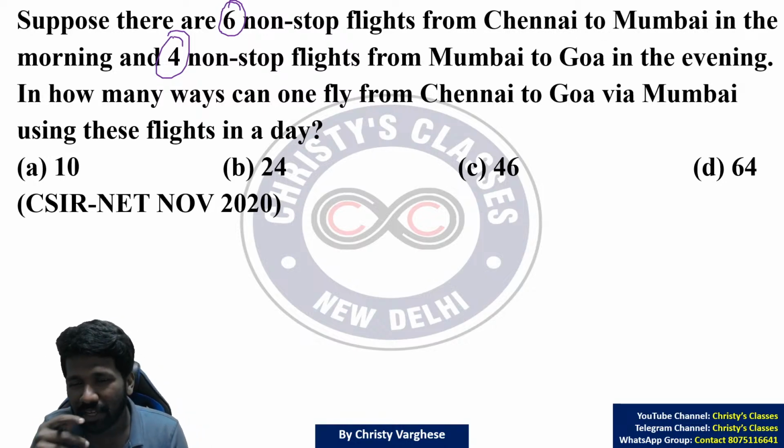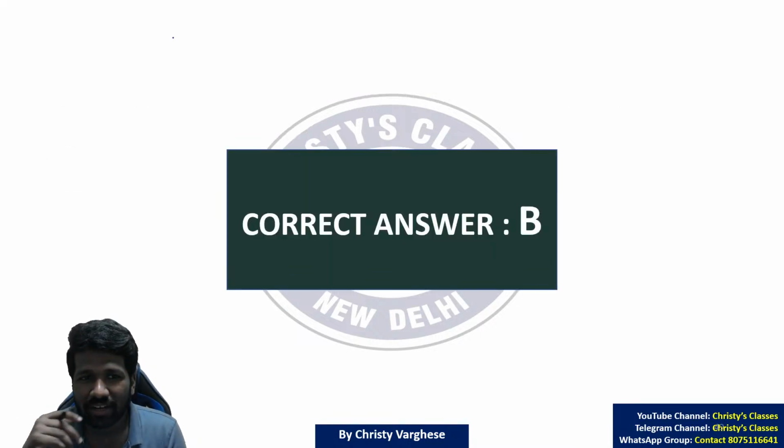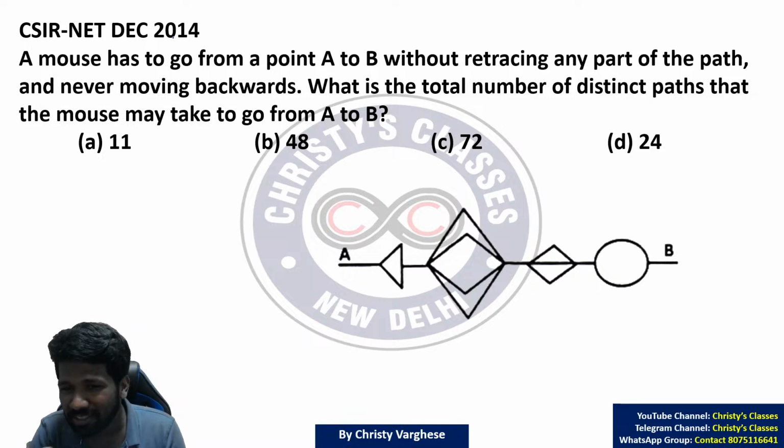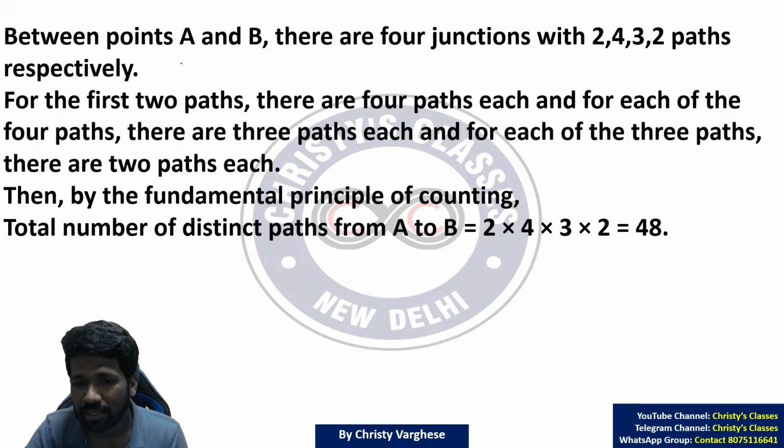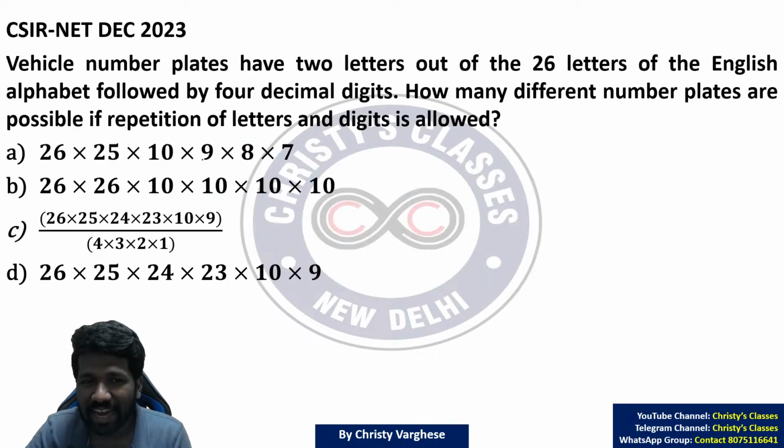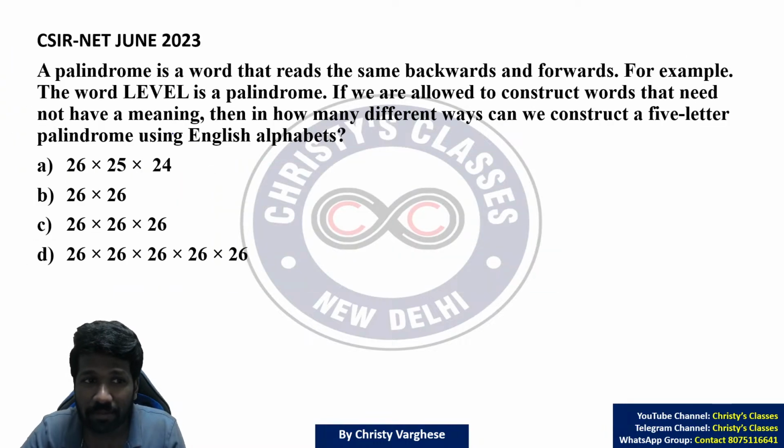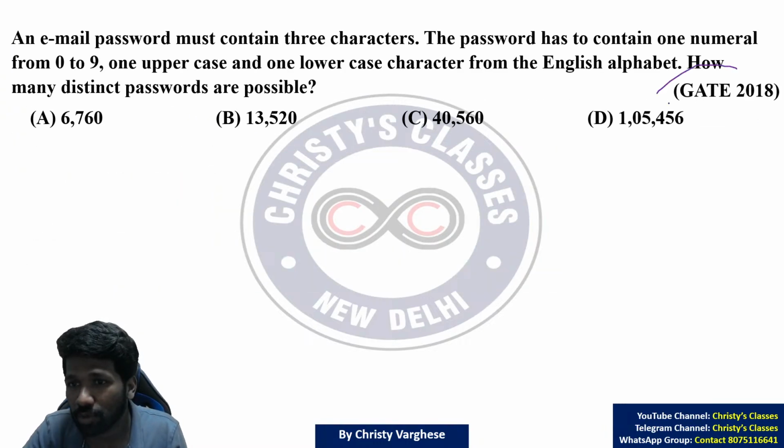That route question we discussed now: Chennai to Mumbai, Mumbai to Goa. There it was A, B, C or P, Q, R. And the other question, S to U, U to V, that same question was repeated in CSIR NET as a mouse traveling a path. The answer will be 2 into 4 into 3 into 2. And that password question was asked in CSIR this way, and the same question was asked in the GATE exam also in 2018.